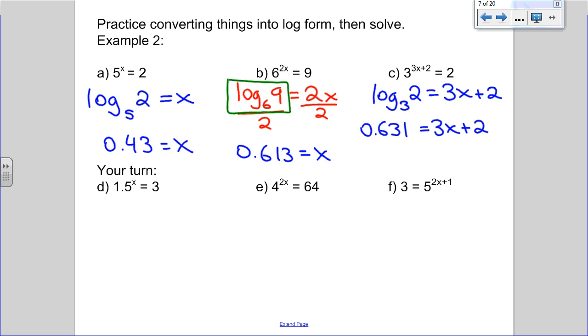Now I just need to get x by itself. So I need to subtract 2 from both sides. So I have negative 2.631 equals 3x. I put that in my calculator, and that is negative 1.369. I'll do 3 decimal places. And then my last step would be to divide by 3. So you're taking exponents, changing them into equations you could actually solve, and then you actually solve them.